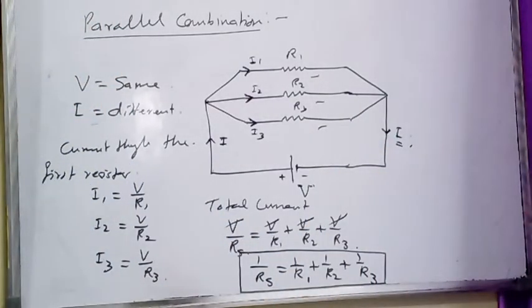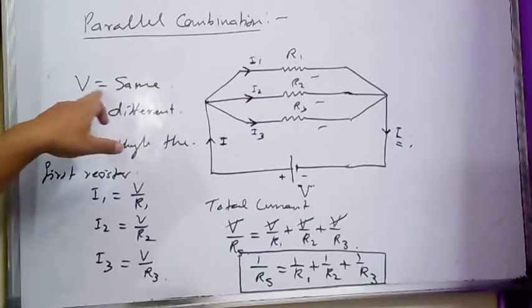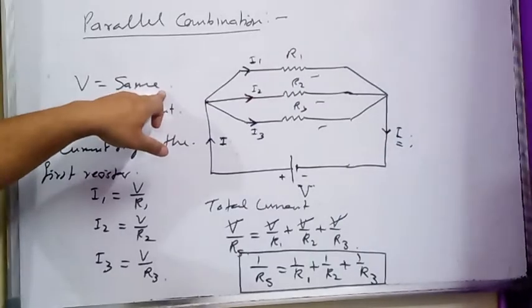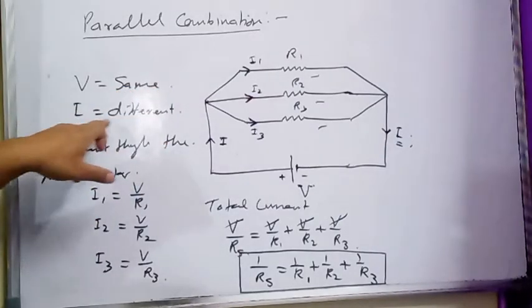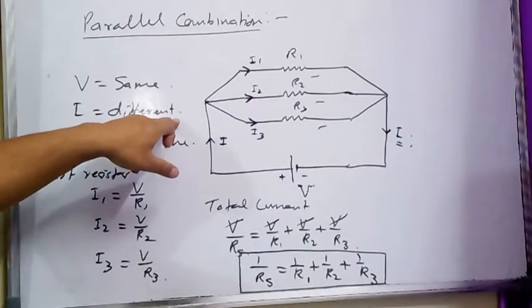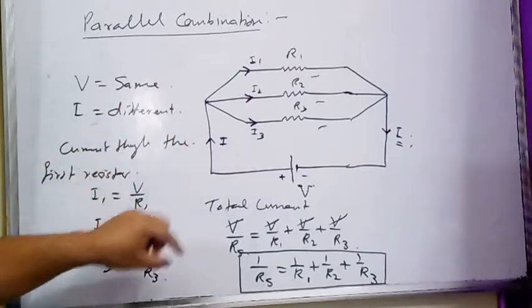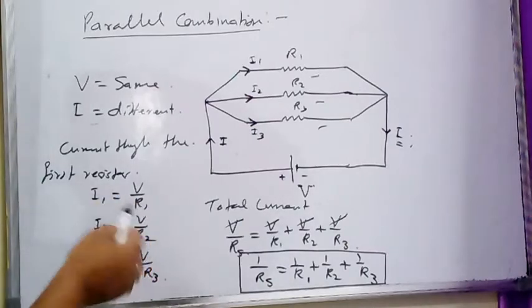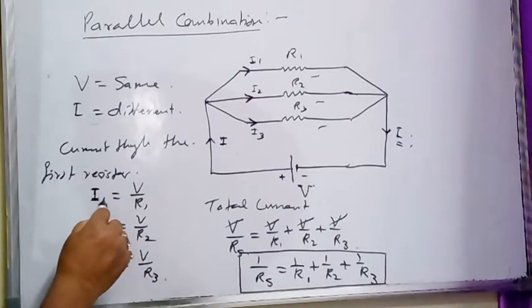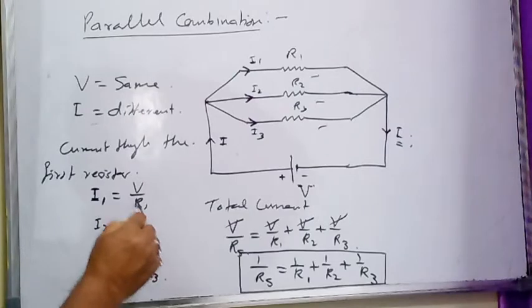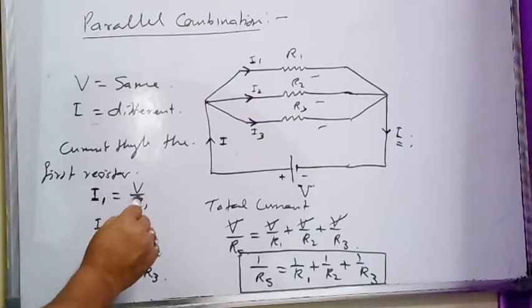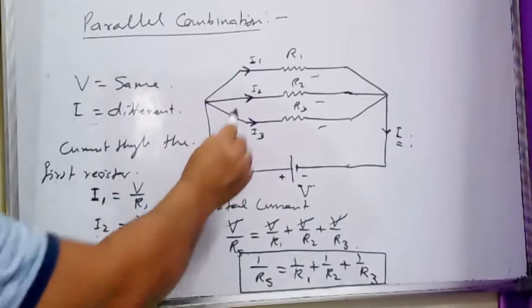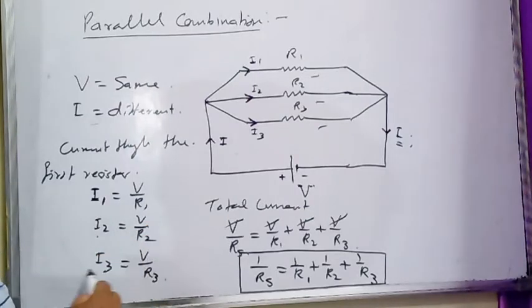To derive the parallel combination of resistors, the first condition is that the potential difference across the resistors should be the same. Second, the current through the resistors is different. If we calculate the current flowing through the first resistor by Ohm's law, current I1 is equal to potential difference divided by resistance. I1 equals V by R1. Current through the second resistor I2 equals V by R2. Current through the third resistor I3 equals V by R3.